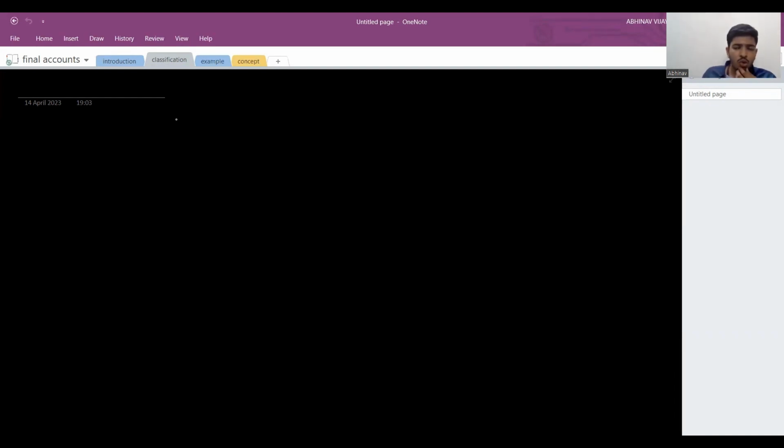So I want you to take a new page and keep it in the landscape orientation. Keep it like this and draw what I'm telling you. After finishing this drawing, your classification of direct expenses and indirect expenses will be completely clear.